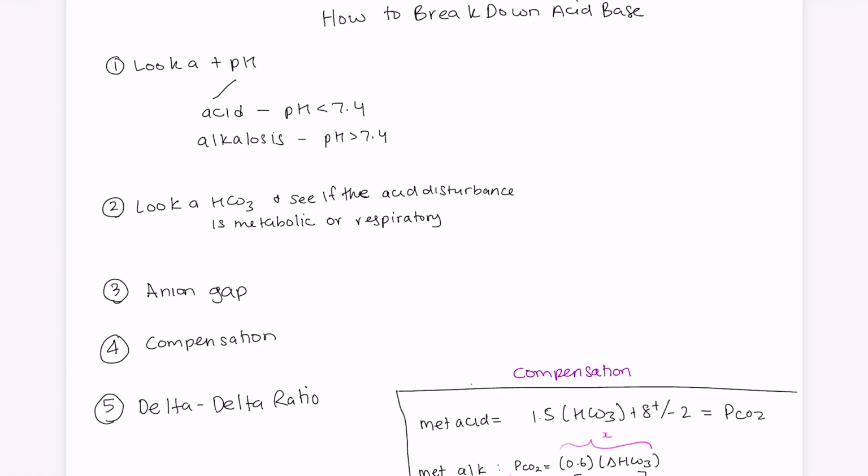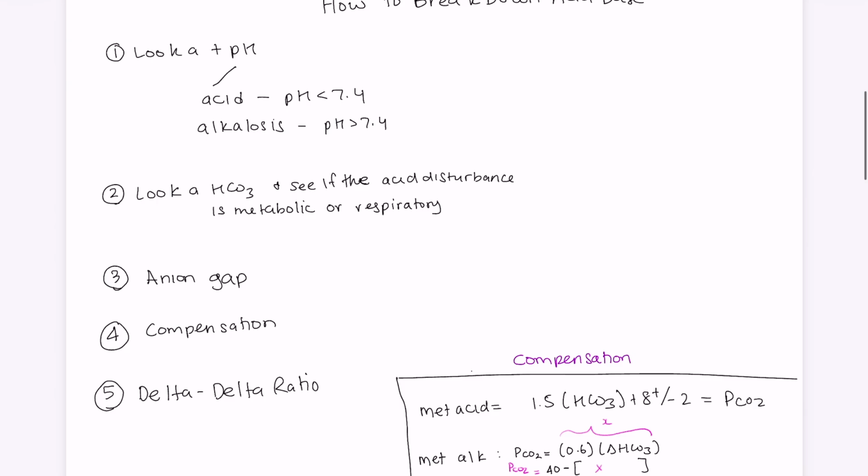One is I'm going to look at the pH. If it's less than 7.4, that's an acidosis, and if it is more than 7.4, then it's an alkalosis. So first step, always look at the pH, and you decide whether the primary disorder is an alkalotic disorder or an acidotic disorder. Then I look at the bicarb to try to determine whether the acidosis or alkalosis is due to a metabolic cause or a respiratory cause.